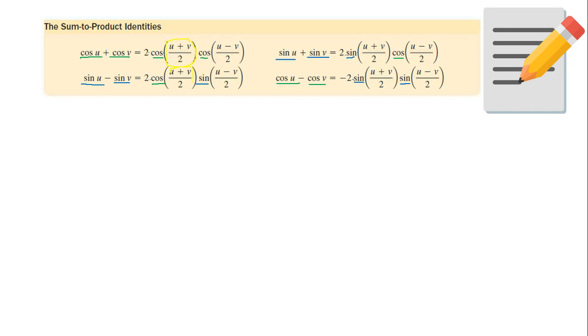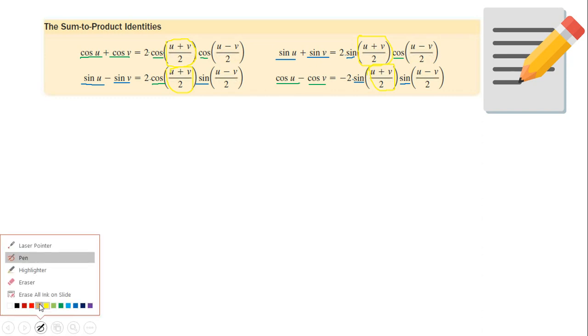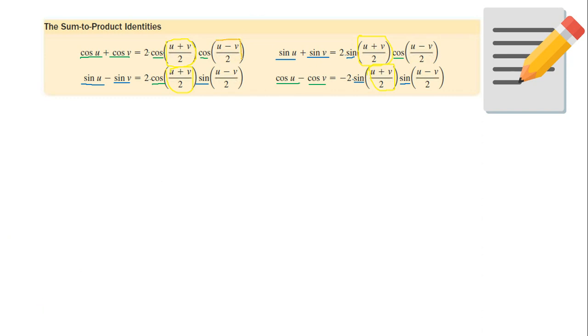Now, something you might have noticed is that the first term is always u plus v over 2. These are some patterns that you can start to recognize to help yourself as you're working through these. And then the second one is always u minus v over 2.